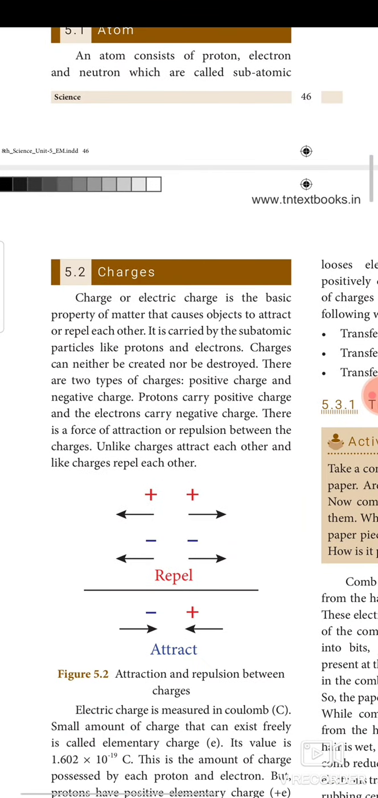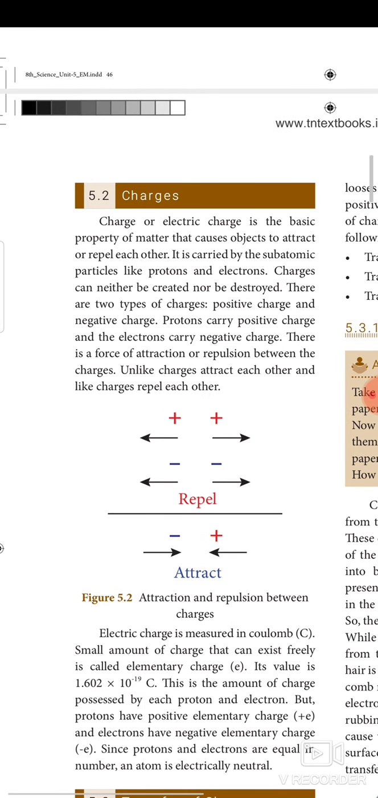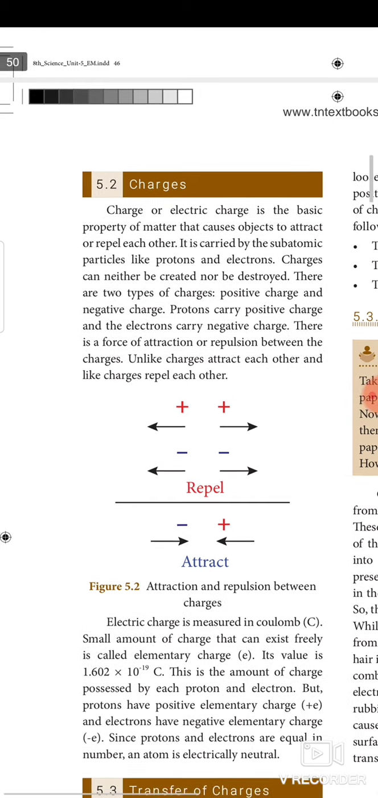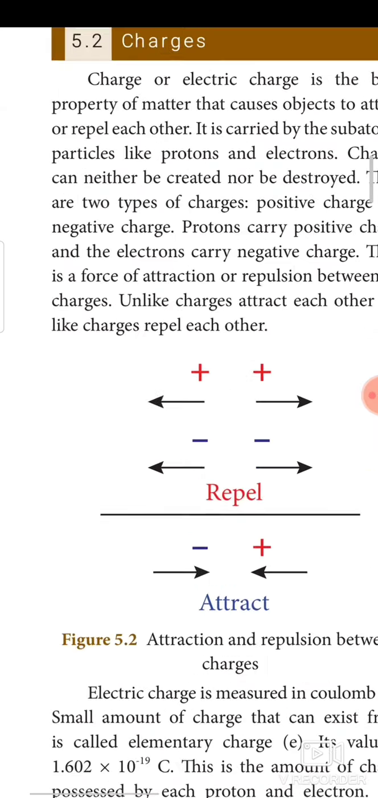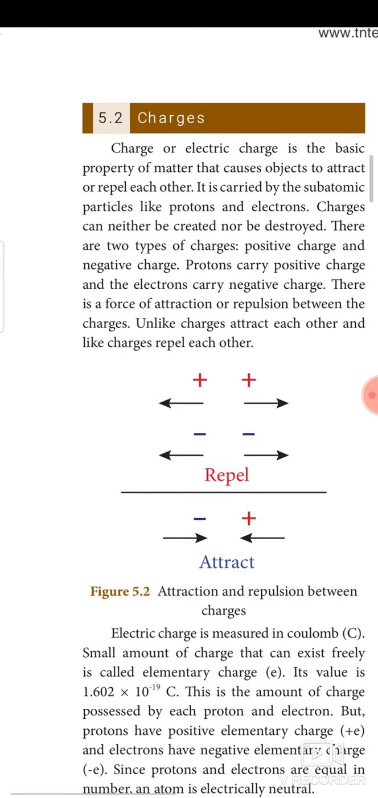Charge, or electric charge, is the basic property of matter that causes objects to attract or repel each other. It is carried by subatomic particles like protons and electrons. Charges can neither be created nor be destroyed. These are all the fundamental properties of electric charges. Okay. And there are two types of charges. One is positive charge, another one is negative charge. So the proton carries positive charge, and the electron carries the negative charge.